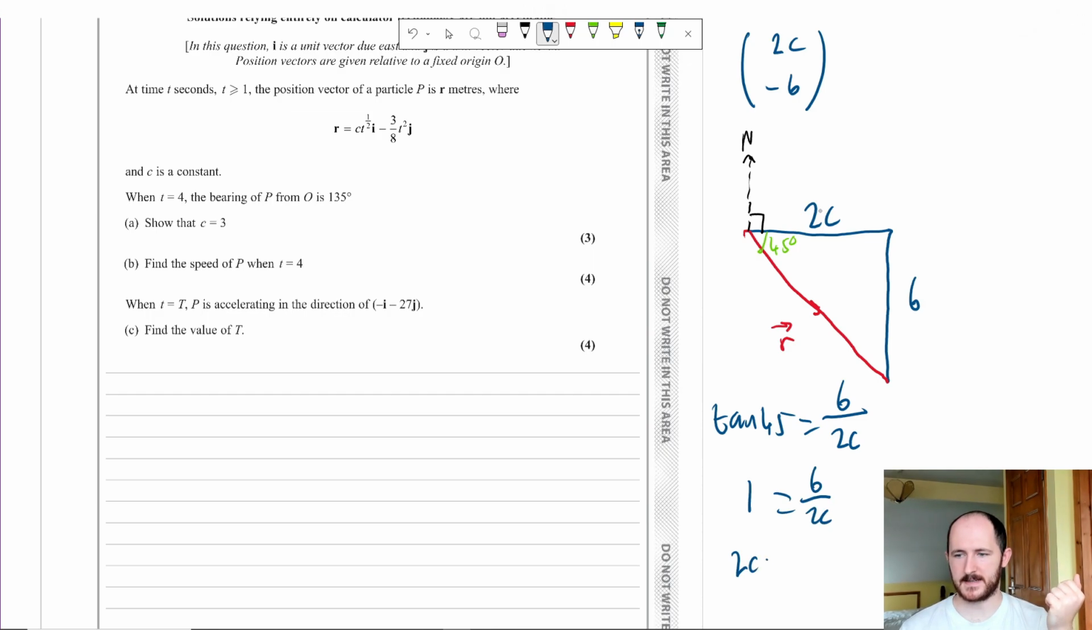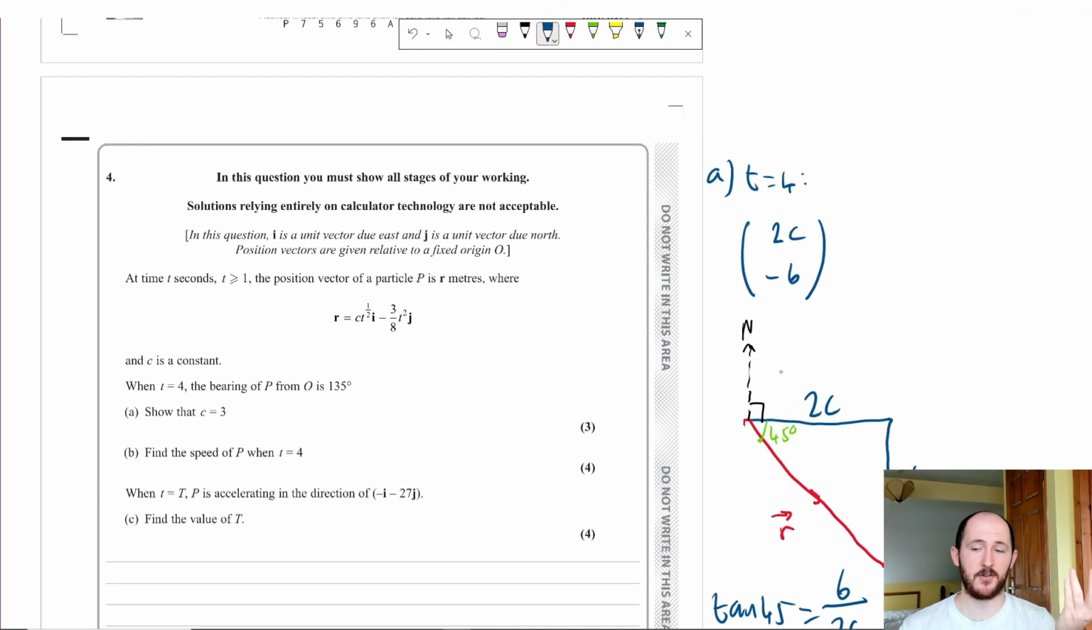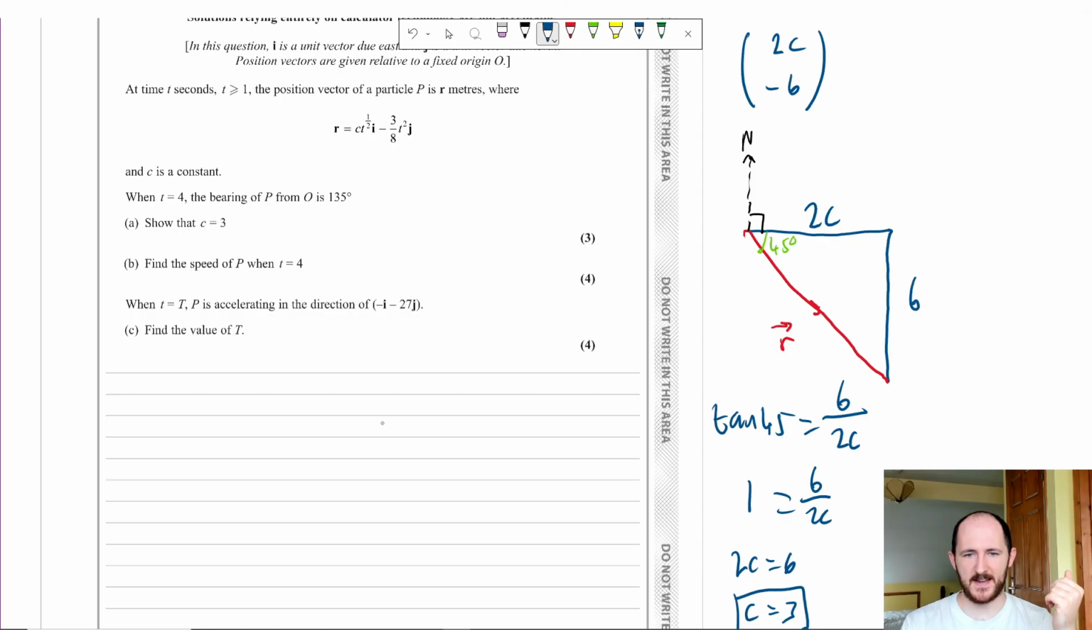And then you get the exact same thing, right? You get that both of those components should be equal. So again, a few ways to do it, but just c is equal to 3 is totally fine. In fact, I'm going to write, to show that c equals 3, that's perfect. And then it says find the speed of p when t equals 4.